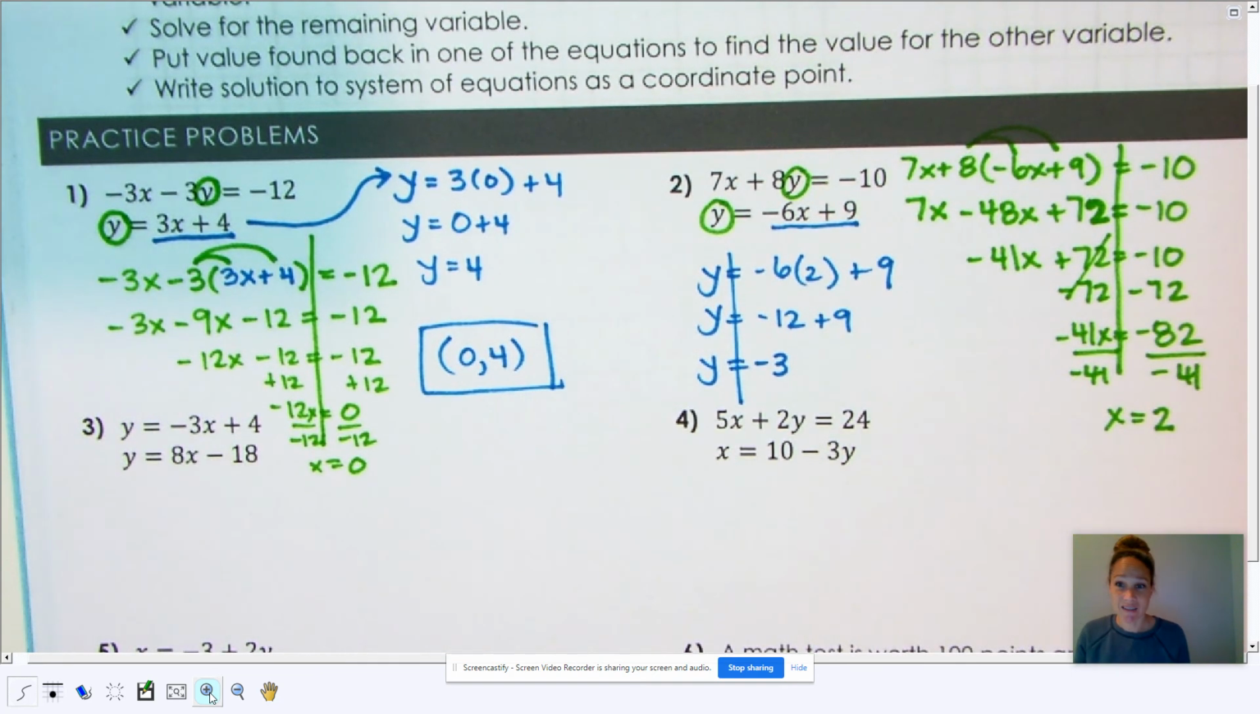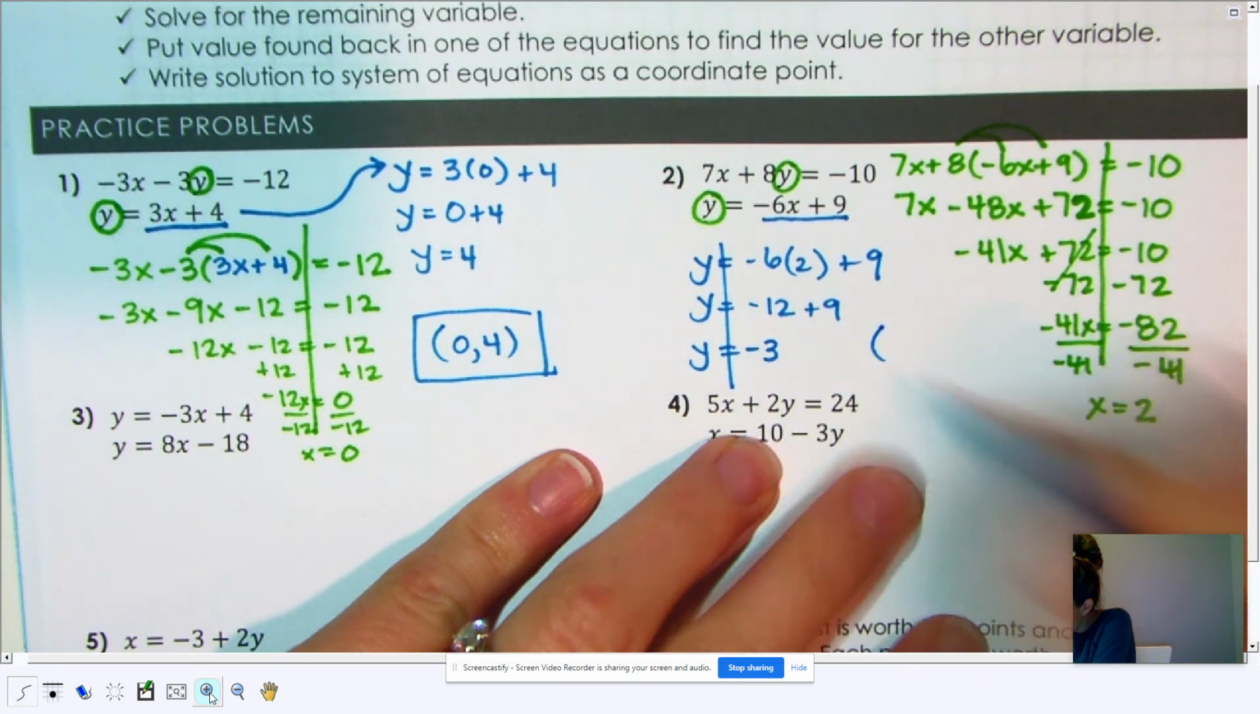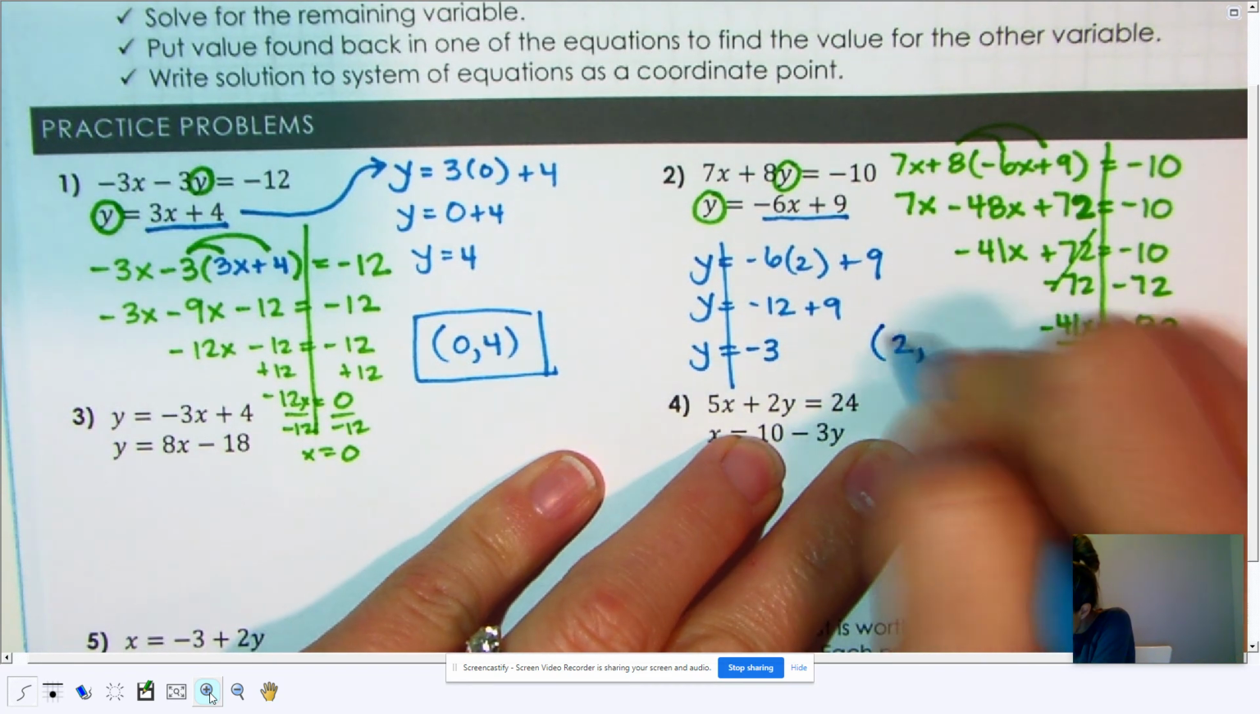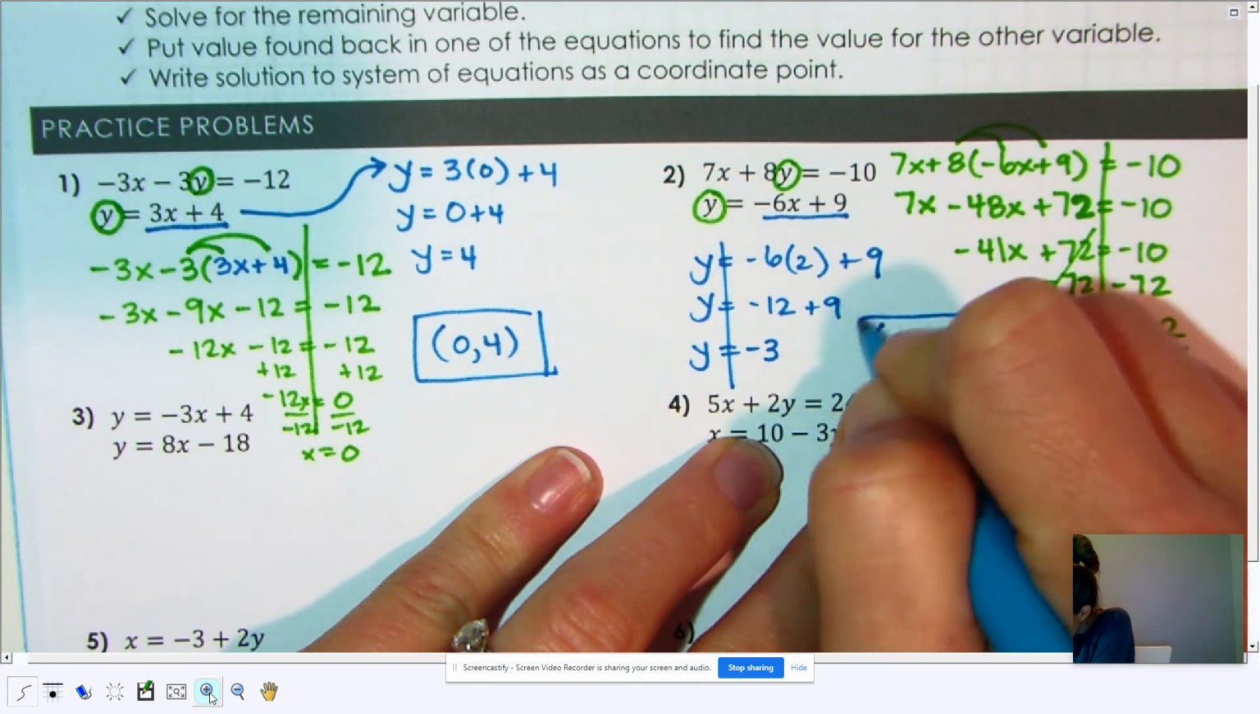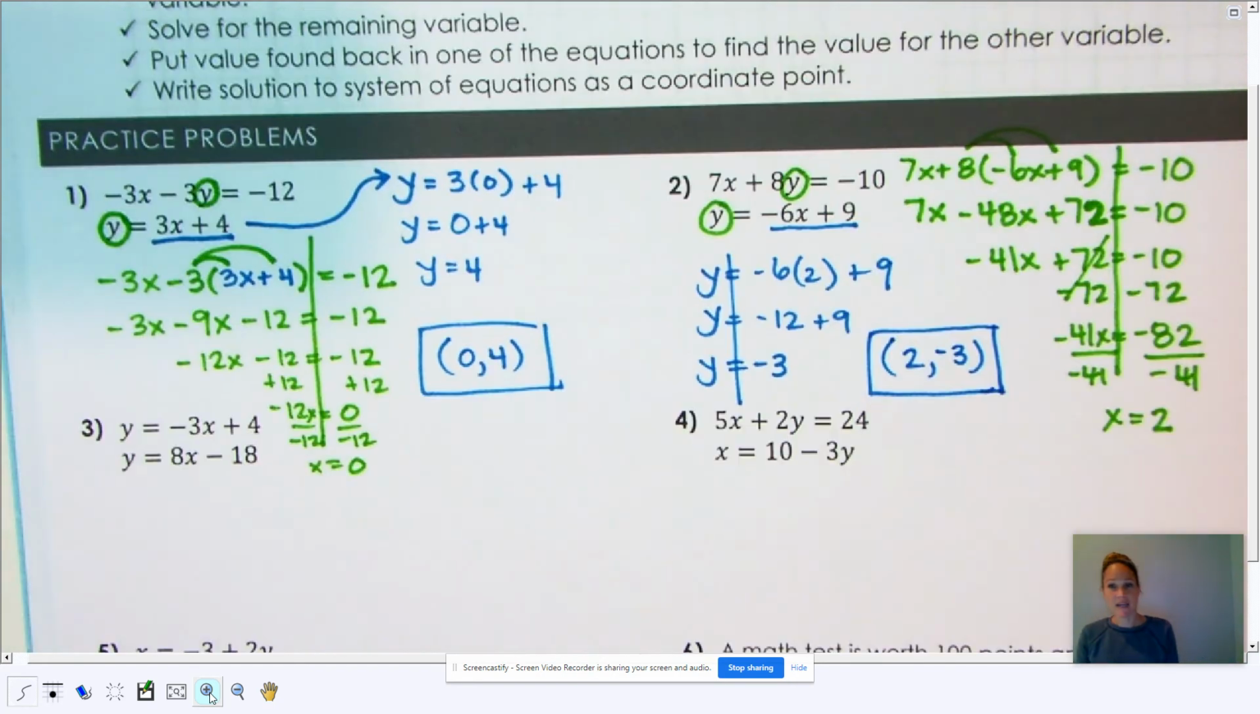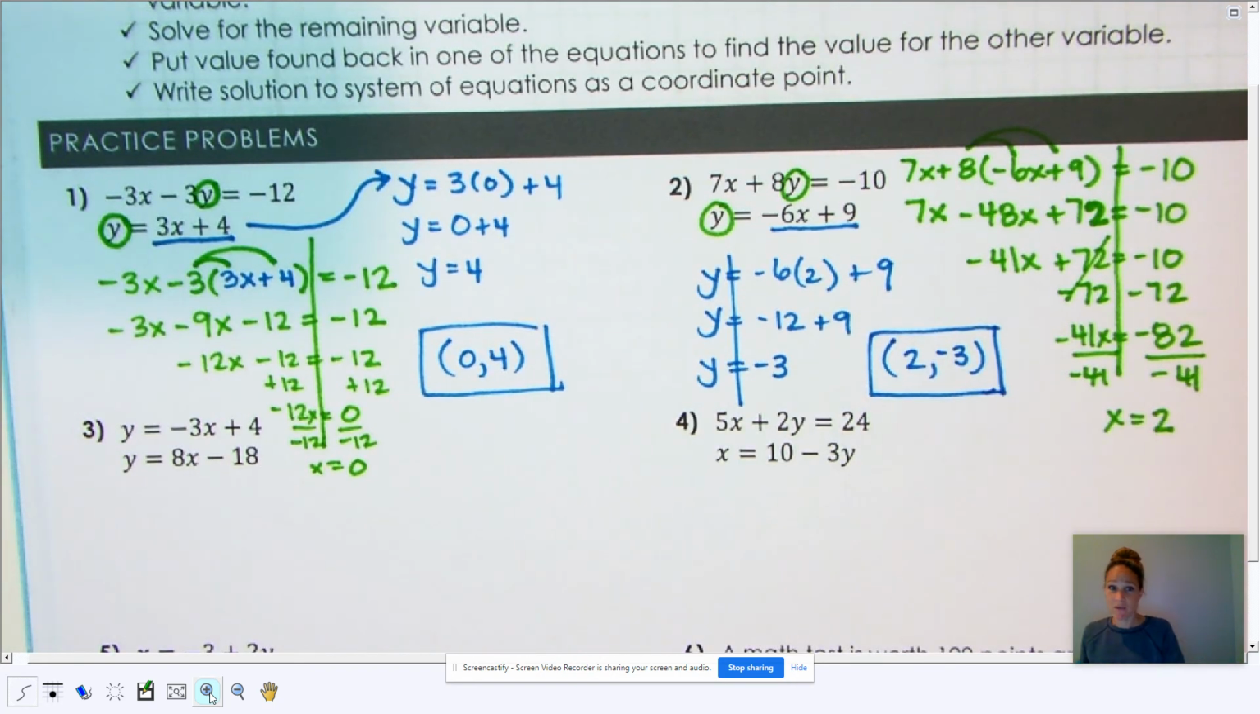Okay, so am I done? No, still not done. So in order to be done, we need to write our answer as an ordered pair. So 2 and negative 3 is the solution to that system of equations. All right, we're going to do another one.